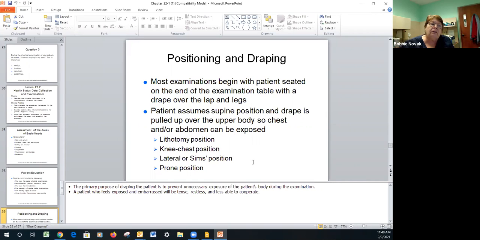Your lateral or Sims position is the side lying position. Sims is you're a little more prone than side lying. It's a good position for suppositories and enemas and rectal examinations. And then prone means we're lying on our stomach. Okay, supine means we're lying on our back, and prone means you're lying on your stomach.